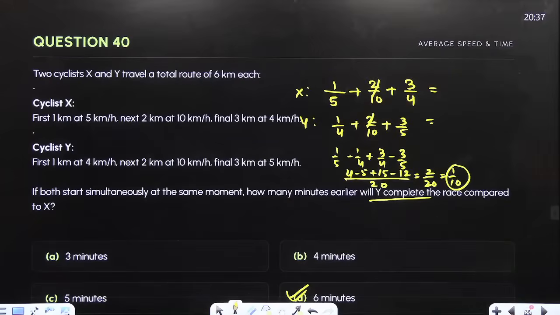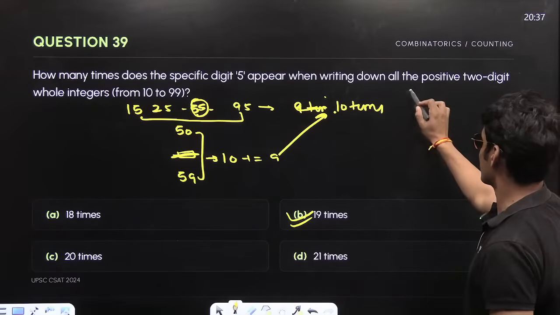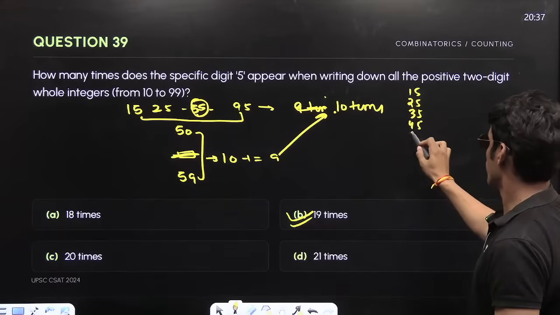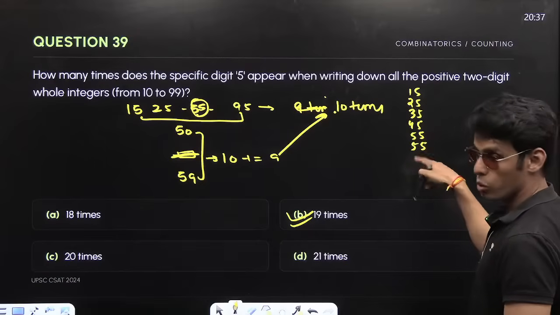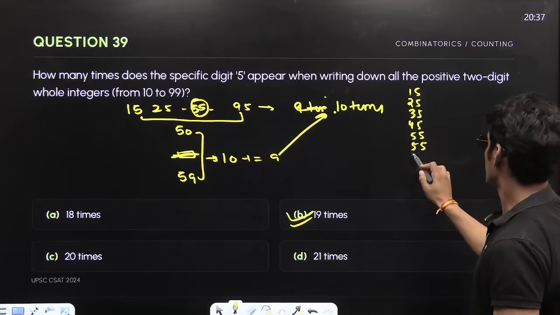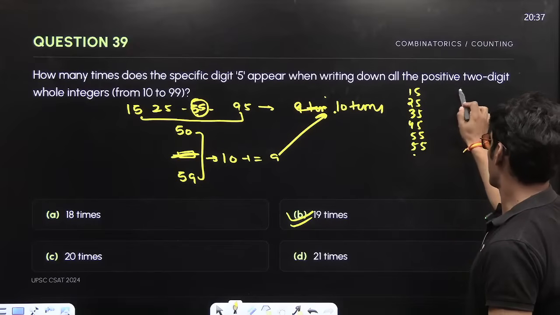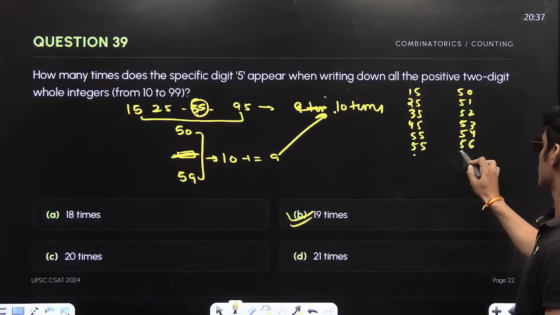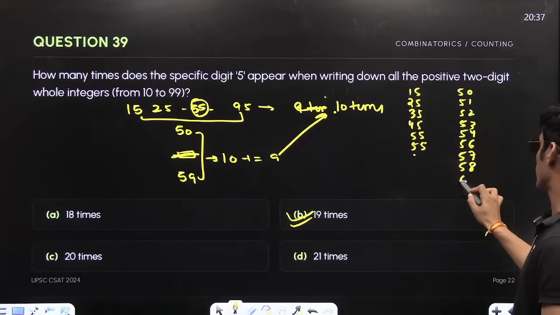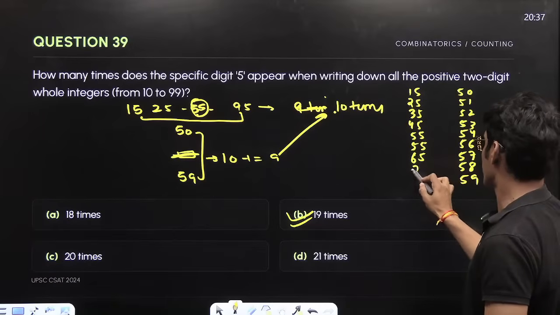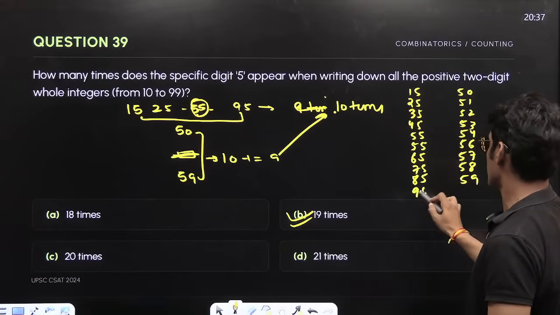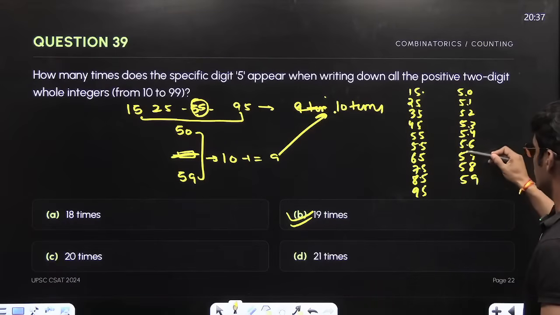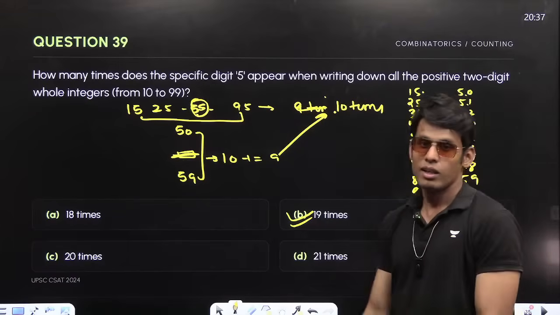See, let me write all these numbers for all of you, right? 15, 25, 35, 45, 55. I am writing 55 twice, so that you can count it twice. 55, right? Then 50, 51, 52, 53, 54, 56, 57, 58, 59, 65, 75, 85, 95. Just count. 1, 2, 3, 4, 5, 6, 7, 8, 9, 10. 1, 2, 3, 4, 5, 6, 7, 8, 9. 19 times. Have faith.